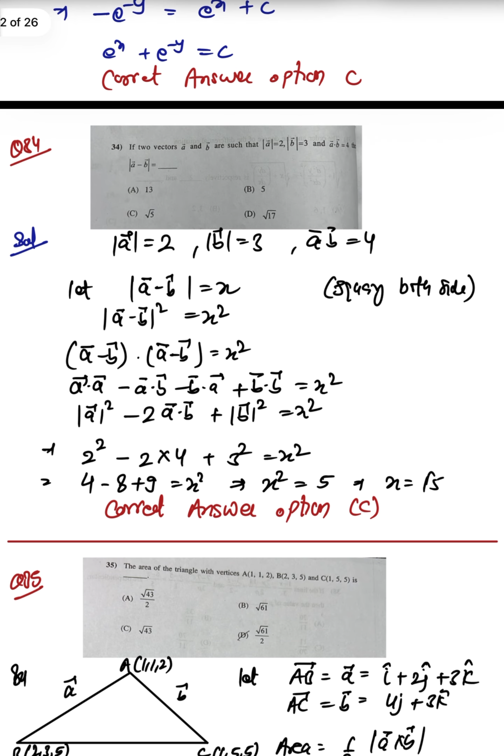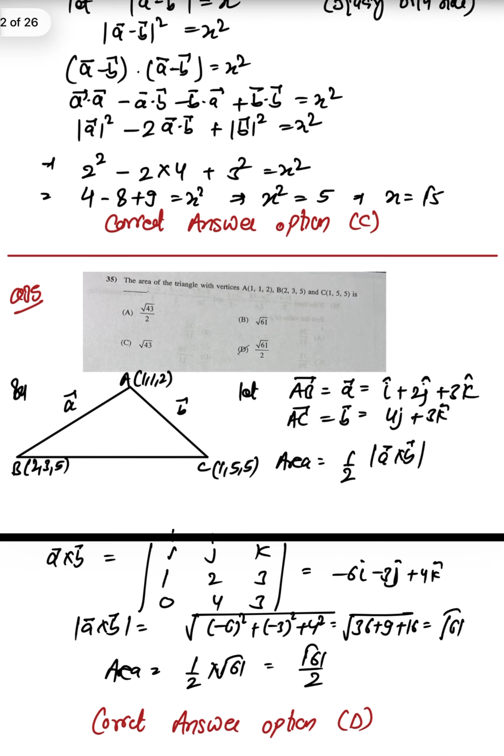34. If two vectors A and B are given such that magnitude of A is 2, magnitude of B is 3, and A dot B is 4, then we have to find mod of A minus B vector. So we will always do squaring both sides. I will let this be x and I have done the squaring. So mod of A whole square is A dot A. So we'll use this result: A dot A minus 2 times A dot B plus mod of B whole square. We'll put the values here. We'll get root 5 as an answer. That's why option C is correct.